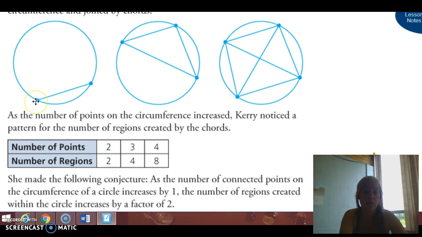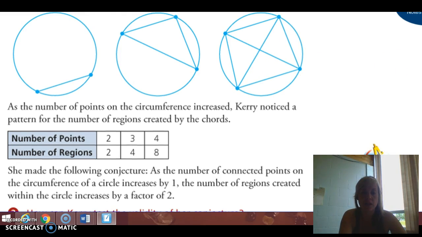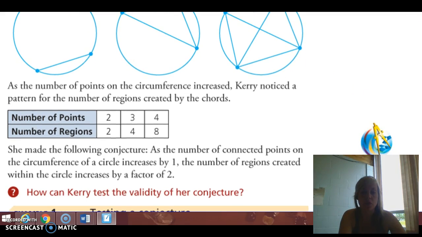So if you have 2 points, the number of regions is 2. If you have 3 points, the number of regions is 1, 2, 3, 4. If you have 4 points, the number of regions is 1, 2, 3, 4, 5, 6, 7, 8. So she made a conjecture that if you're increasing the points by 1, the number of regions within the circles is increased by a factor of 2, so by multiplying by 2.